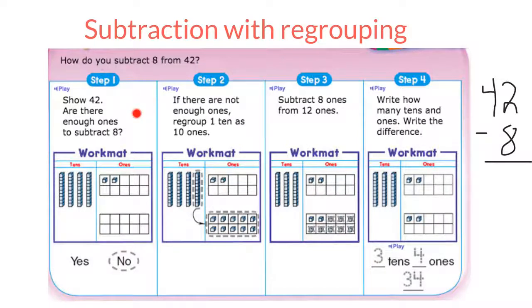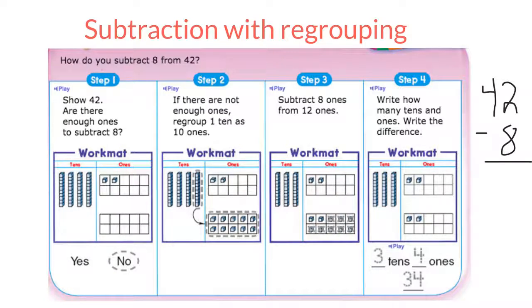Step 1. First, we're going to model the larger number. 4 tens and the 2 ones makes our larger number 42. We're not modeling 8 because we're taking 8 away from that. Now notice that there are not enough 1s over here to take 8 of them away. So what we have to do is take away a 10 and turn that into 10 ones. So now we have a total of 12 ones. Now we can take 8 ones away from 12 ones, so we show that by crossing them out.